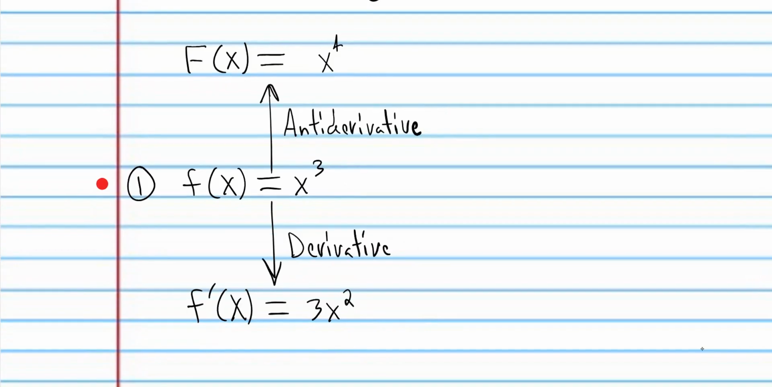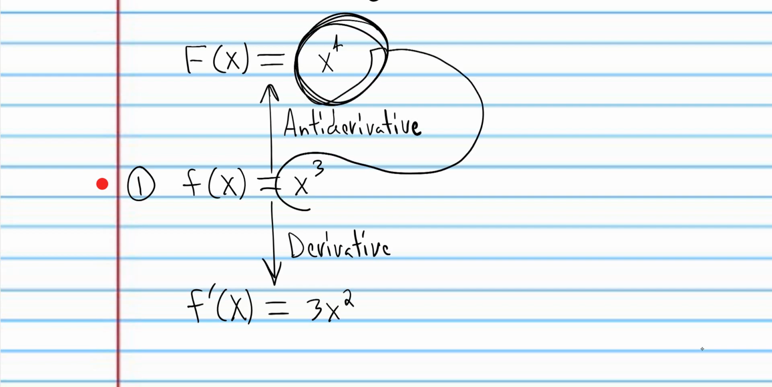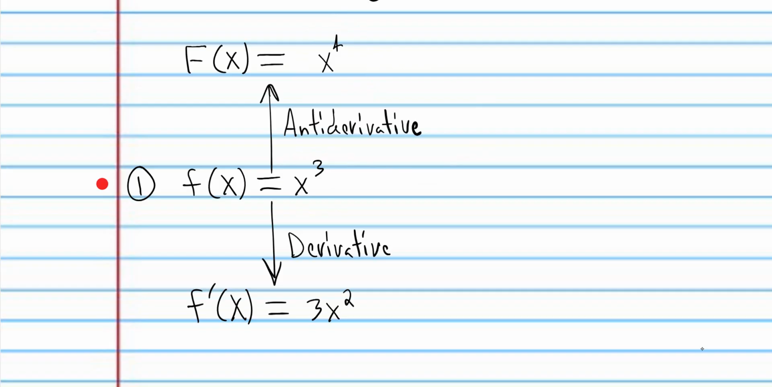But now let's check. Something that makes it very easy for us to find antiderivatives is we can constantly check our answer. All we have to do is find the derivative of this expression, and if we get the original expression, then we know we did it correctly. So let's find the derivative of this. If we find the derivative of that, we get 4x to the 3rd power.